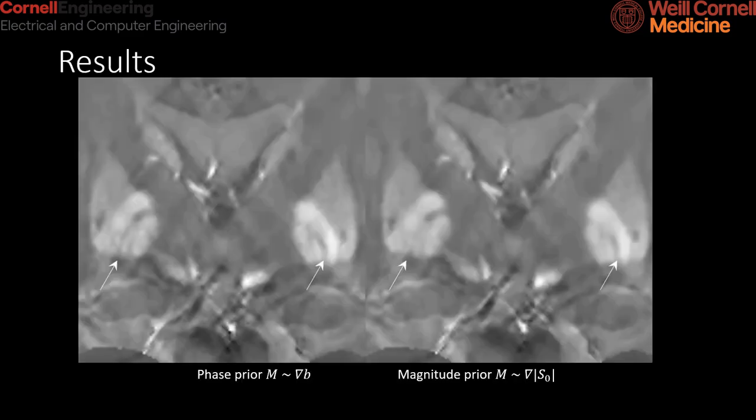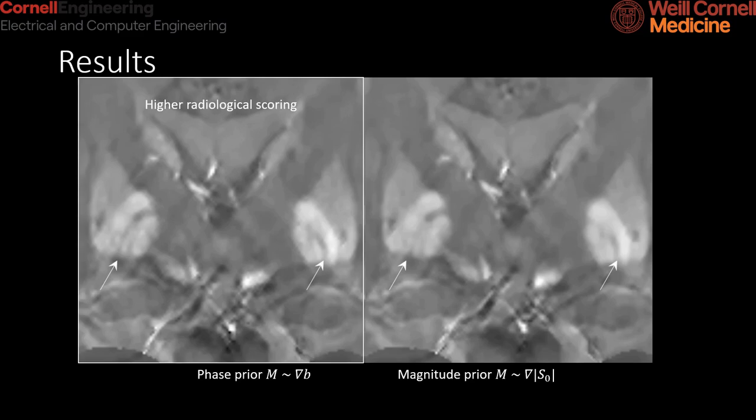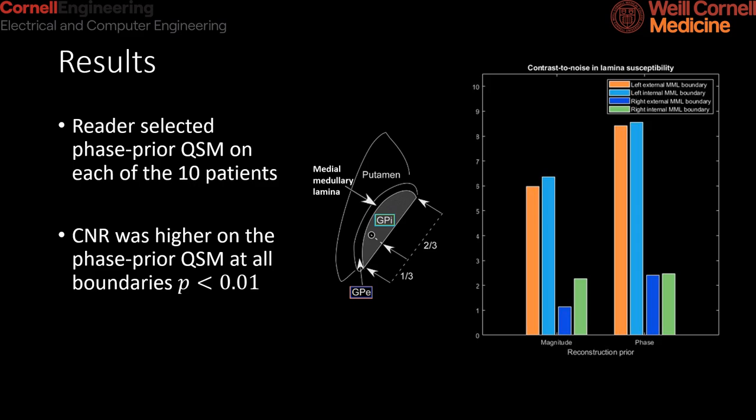Here is an example of QSM showing the improvements in MML visualization when the phase prior is used. Notice the boundary of the MML is more clearly delineated in the phase prior image. This QSM received higher radiological scoring. In fact, the reader selected the phase prior as the superior QSM in all 10 cases.